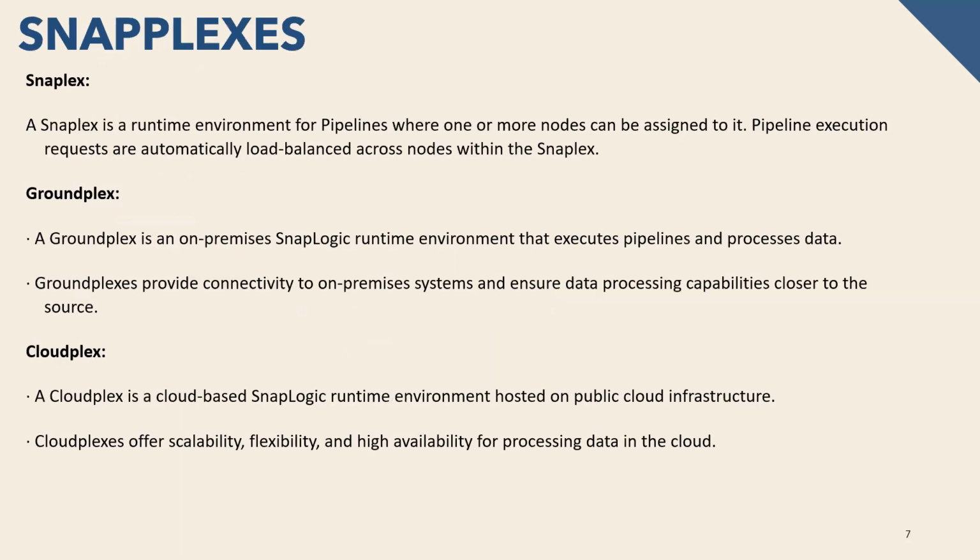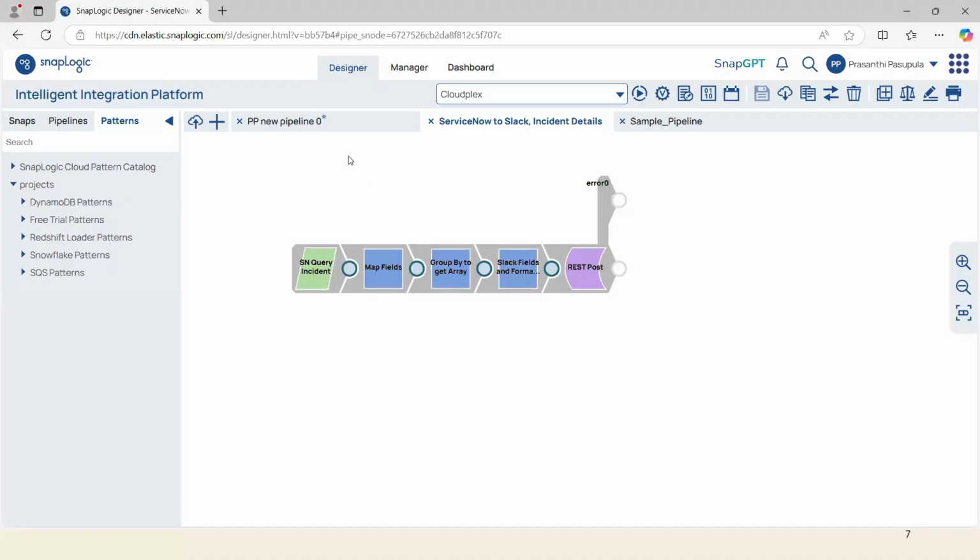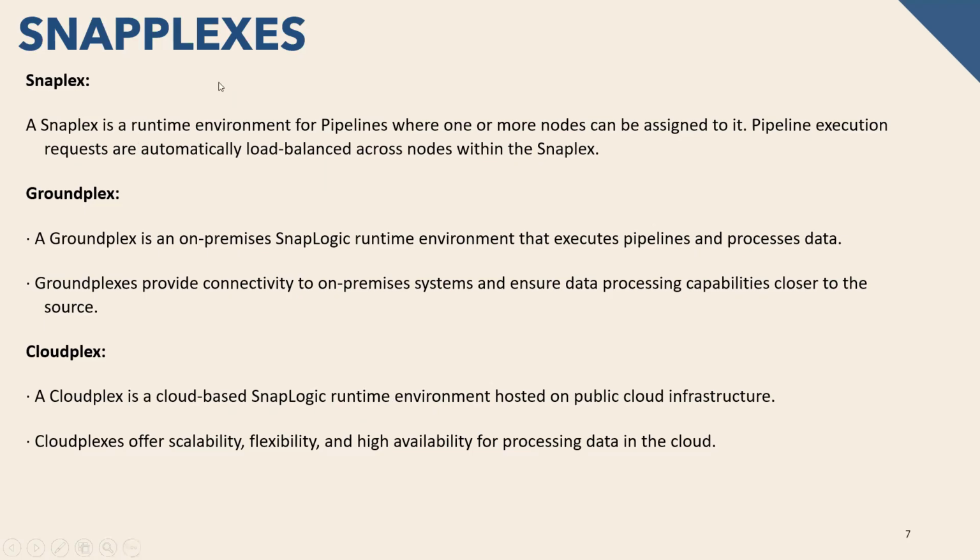The next one is Snaplexes. What are Snaplexes? Again, you have built a pipeline and you want to test it. When you click on it, the pipeline gets executed and it uses a Snaplex. That Snaplex is what we call a runtime environment. Once you are done with the development and want to test your pipeline, you require a certain runtime. That runtime is what we call a Snaplex inside SnapLogic. With the help of the Snaplex, you can execute your SnapLogic pipeline.